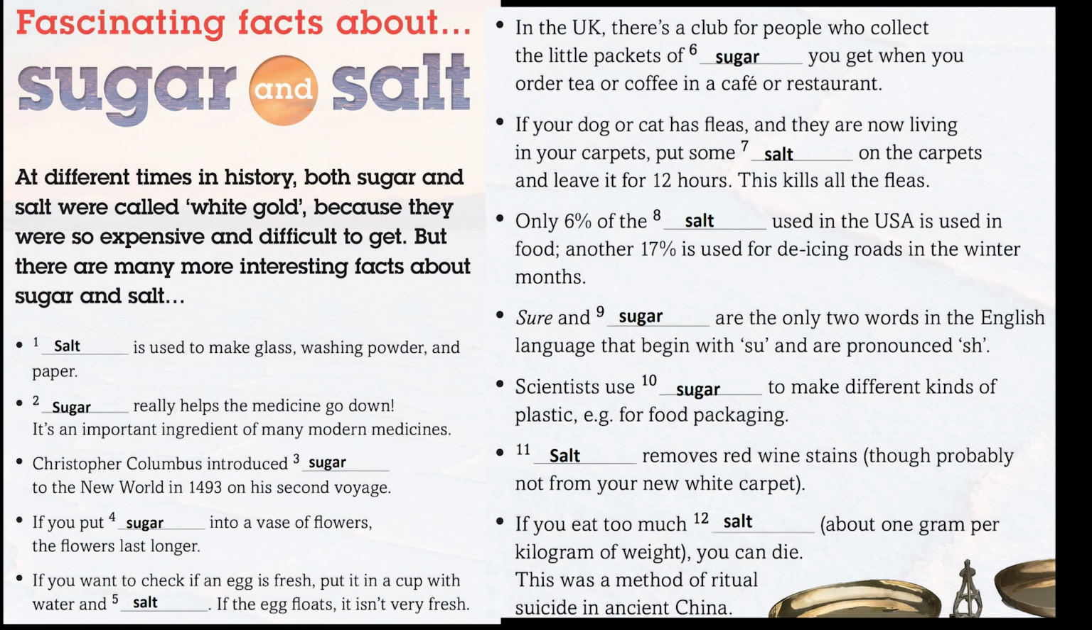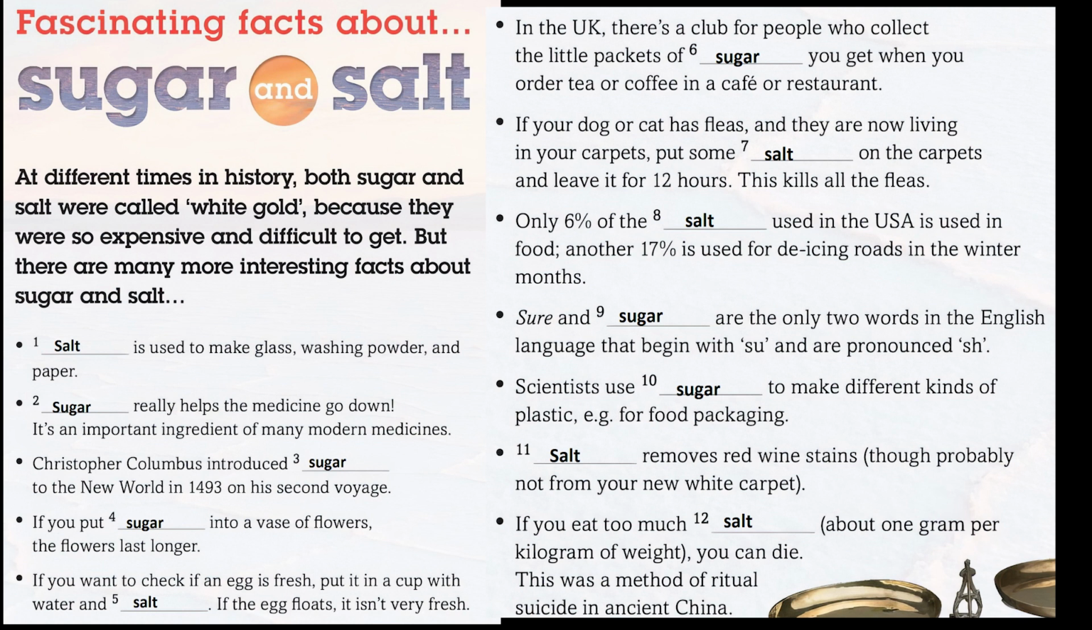In the UK, there's a club for people who collect the little packets of sugar you get when you order tea or coffee in a cafe or restaurant. If your dog or cat has fleas and they are now living in your carpets, put some salt on the carpets and leave it for 12 hours. This kills all the fleas. Only 6% of the salt used in the USA is used in food. Another 17% is used for de-icing roads in the winter months.